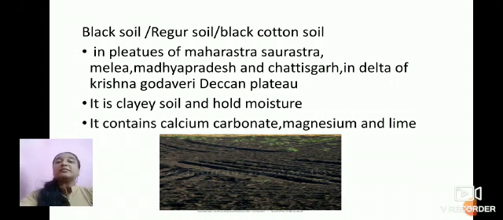And when you see dry black soil, it has more cracks in it. Therefore, air moves forward and backward very easily. Aeration is very important for cotton. So this soil helps cotton. And this soil is also called regur soil.